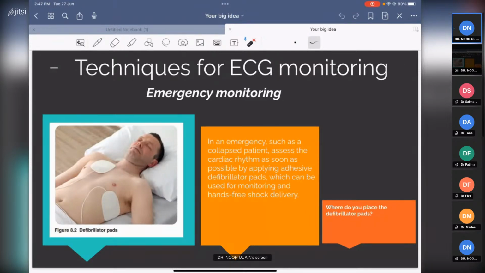Now, where do you put the defibrillator pads? You have two pads. Where would you put them? Bone, muscle, what would be the positions? Anterior, posterior? What would you do? Anybody who's worked in an emergency or has ever done a defibrillation, do you know where you put the pads?